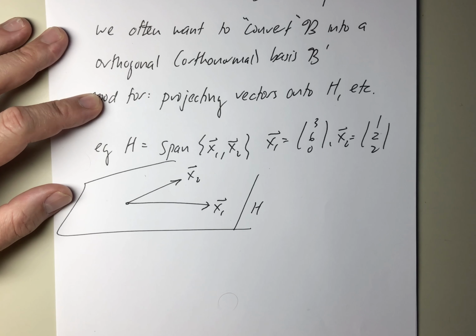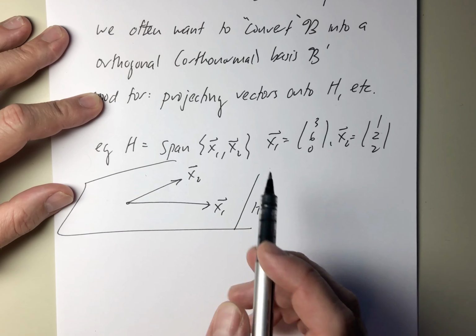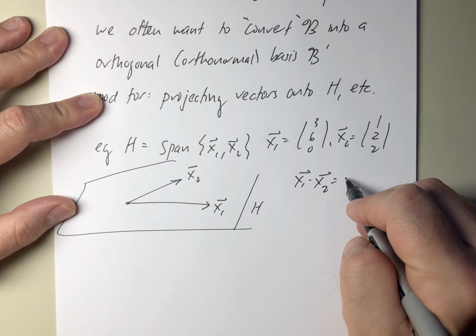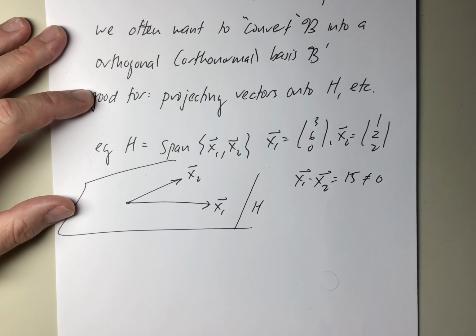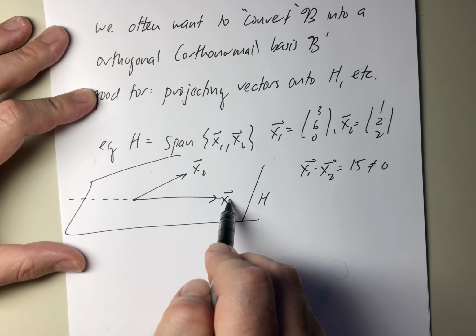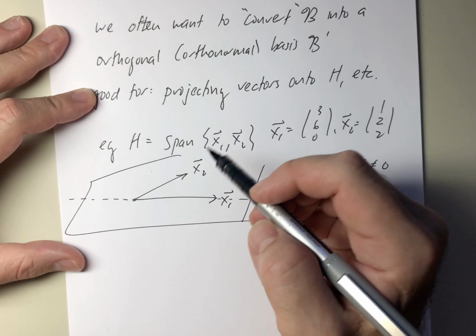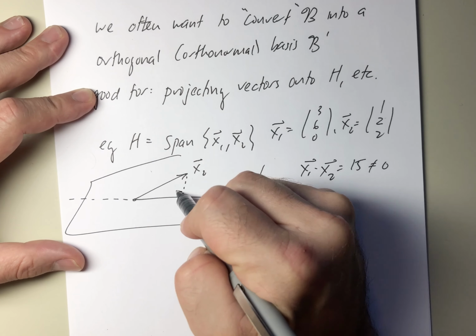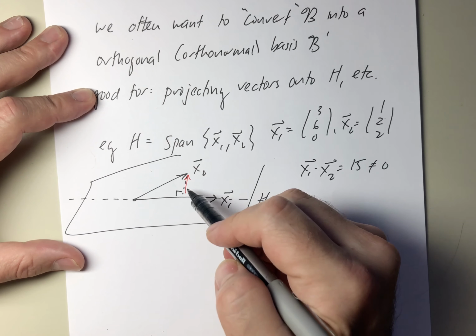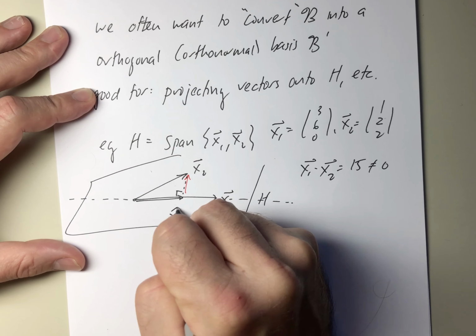This is a basis because it's a linearly independent set that spans H. But notice that x1 dot x2 is 3 plus 12, it's 15, which is not 0. This is not an orthogonal set. But think back to last chapter: x1 determines this line. If we have a collection of vectors, it determines a subspace. And if I project x2 down onto this line, let me indicate that vector with red, this will be the projection, what we called x2 hat.